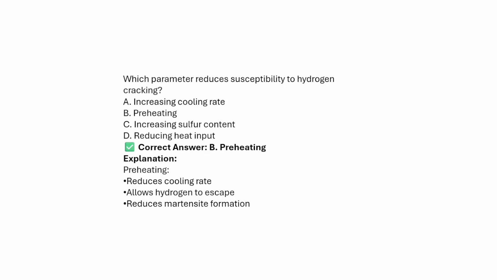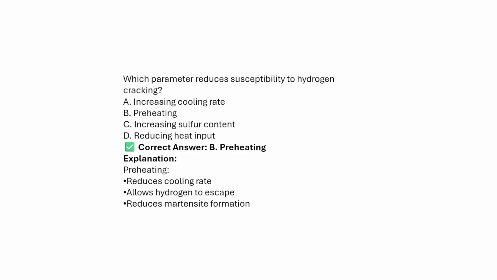So which parameter reduces the susceptibility to hydrogen cracking? Okay, so how can we prevent hydrogen cracking? Option A, increasing the cooling rate; option B, preheating; option C, increasing the sulfur content; option D, reducing the heat input. The answer will be preheating. Why is that?